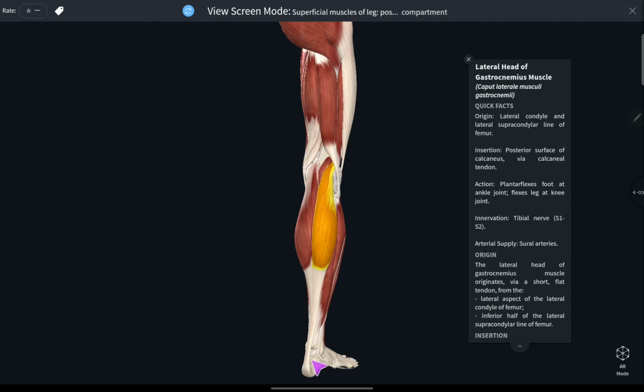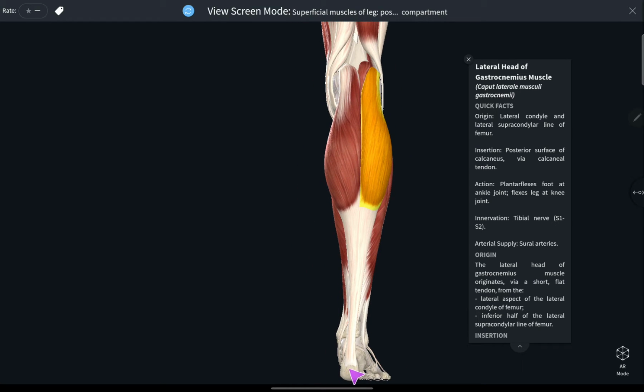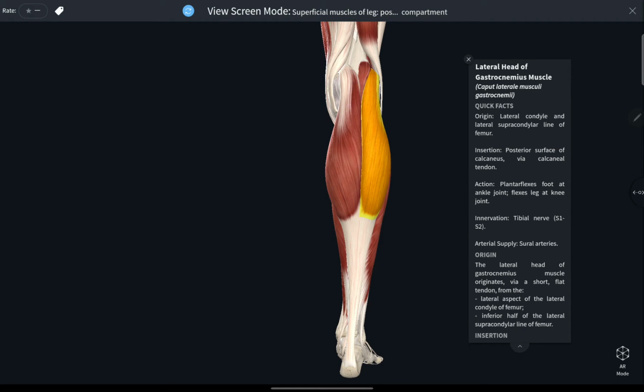There is a posterior surface of the calcaneum. Here you can see the posterior surface of the calcaneum by the calcaneal tendon, which is otherwise known as Achilles tendon, and it is innervated by the tibial nerve. And the action of both gastrocnemius, there is a medial head as well as a lateral head, is plantar flexion at the ankle joint and flexion of leg at the knee joint.